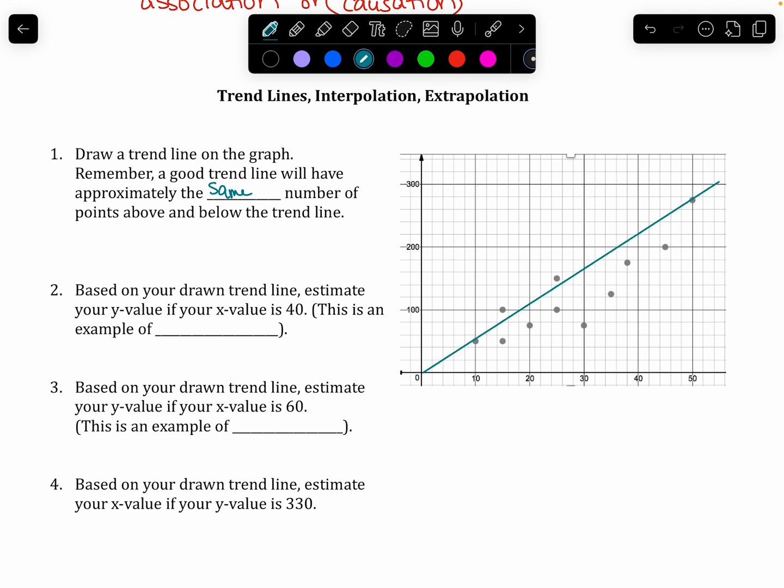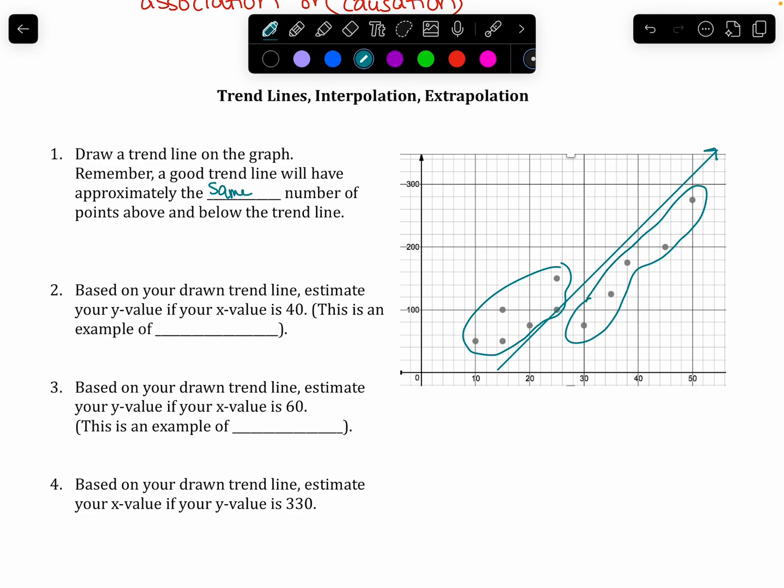Trend lines do not have to start or go through the origin, by the way. So some people are like, well, I really got to get this through the origin. No, you don't. Okay, that's not going to create a good trend line for you. When I look at this set of data, there's a couple different ways that I could draw this that I feel like would represent the trend pretty well. I think that this is a pretty good trend line.